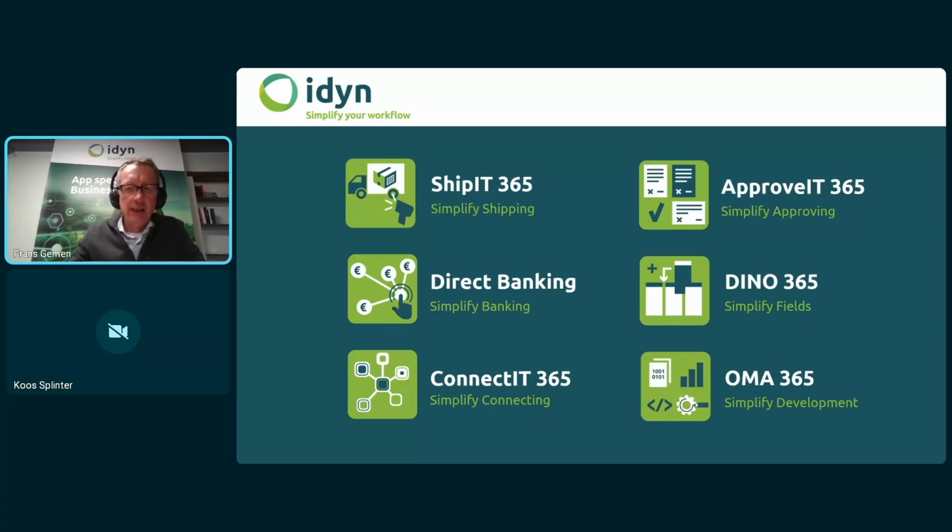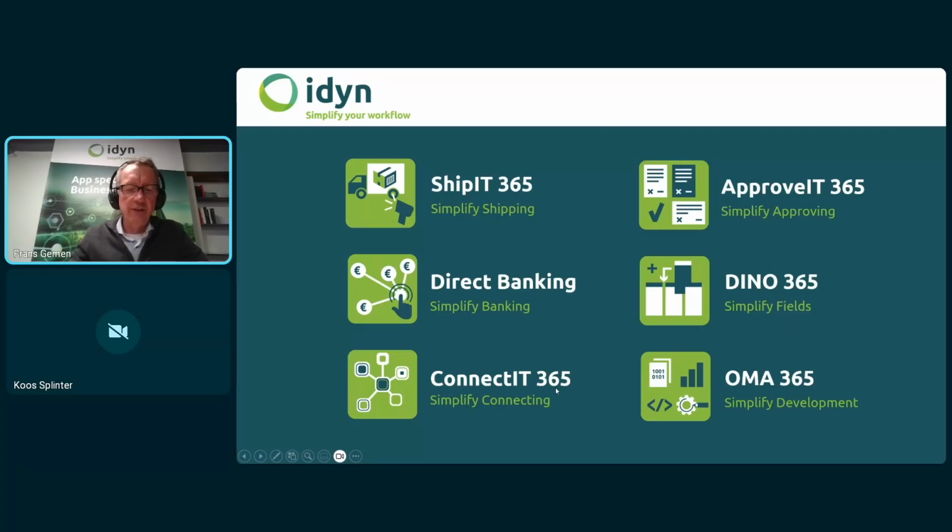Then we have Approve It 365. That's our integration with DocuSign and SignHost. Basically, what it does is that every Business Central document, like a sales quote or purchase order or whatever type of document, you can send directly from the document in Business Central to your business partner, your vendor, supplier, or your customer. And the business partner can approve the document online through DocuSign or SignHost, and then the signed document is coming back into Business Central for storage. And of course, the business partner will receive also a copy of the signed document.